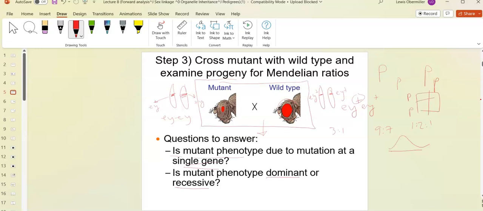Big P, little p, big P, little p. We're going to get homozygous dominant, heterozygote, homozygous recessive. In Drosophila, we would have something like this. In the first generation, this would be the parental generation. Then we'd have to do the F1 generation, because these would all be heterozygotes.